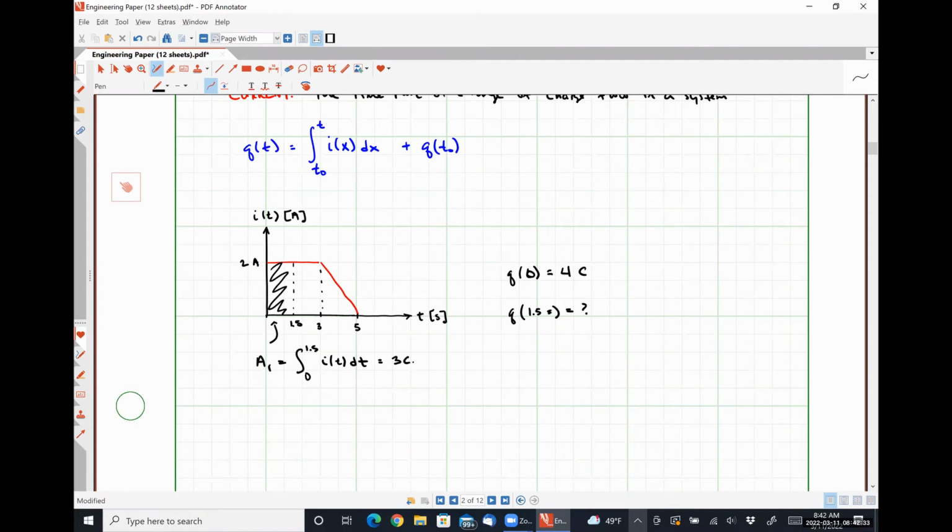So is Q at 1.5 seconds 3 coulombs? No, because we didn't add the initial condition to it, right? We know the area portion, but we have to add on that Q at T0 term. So this would be 3 coulombs, the result of our integration, plus 4 coulombs, which is our initial condition, would be 7 coulombs total. Okay, we cannot forget to add our initial condition.